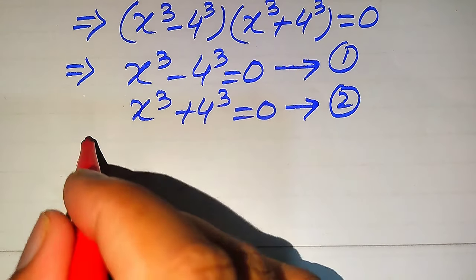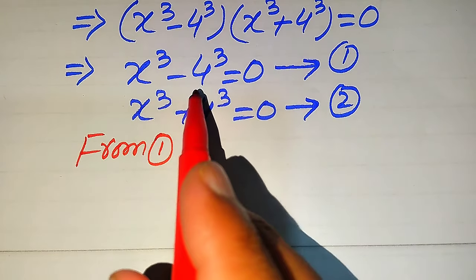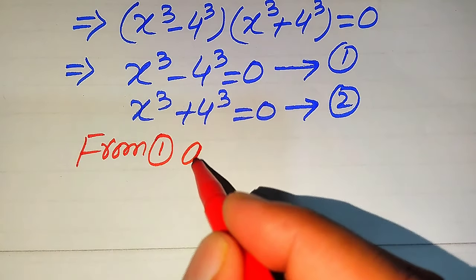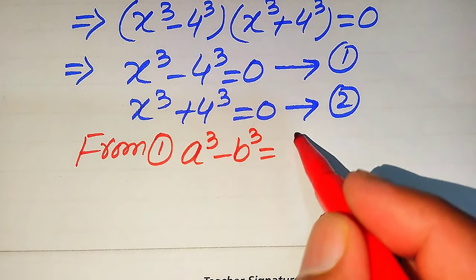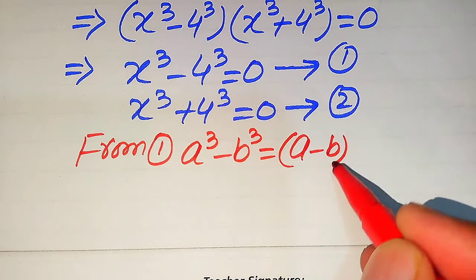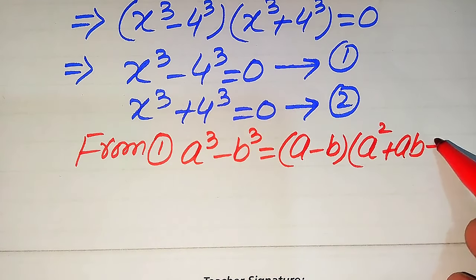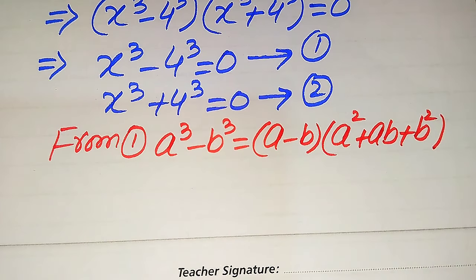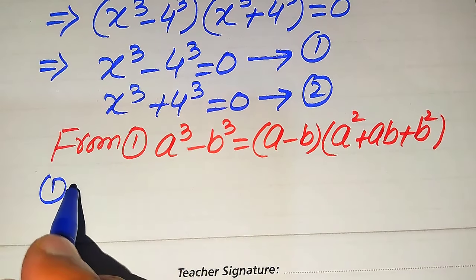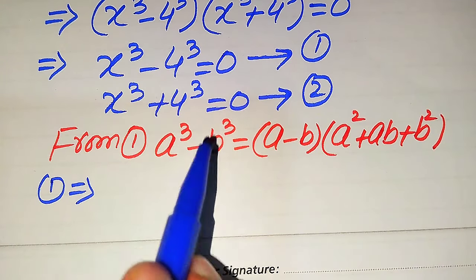So here first we need to focus on equation number 1. In equation number 1 we use this nice cubic formula. You know about that. If we have a cubed minus b cubed, it equals a minus b times a square plus ab plus b square. So we use this nice formula in the first equation, where the base of this term is a and the base of this term is b.